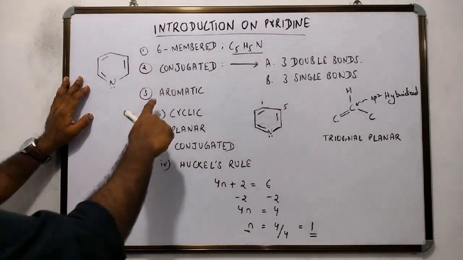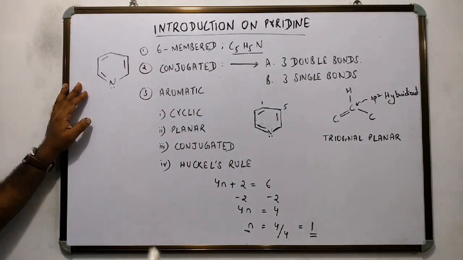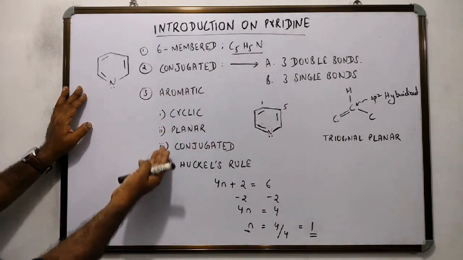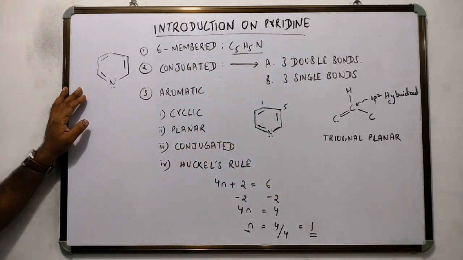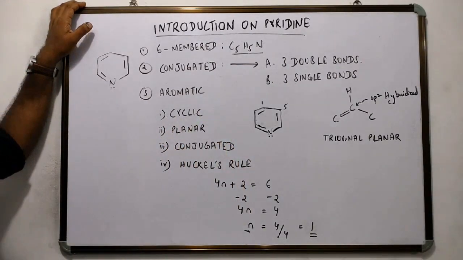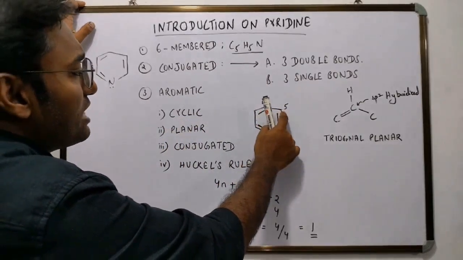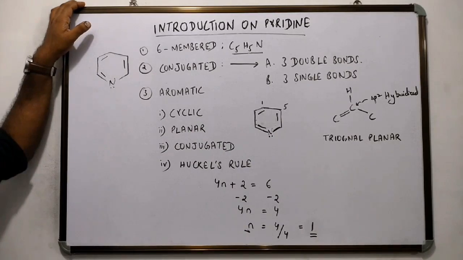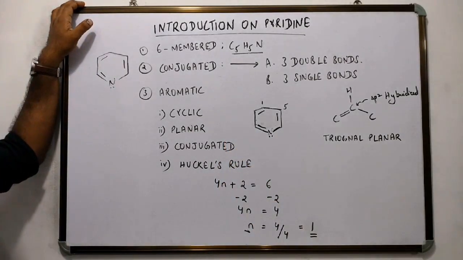Point number 3, pyridine is an aromatic compound. The reason pyridine is aromatic is because it fulfills the 4 conditions of aromaticity. Condition number 1, the molecule should be cyclic. In pyridine, the first carbon atom is attached to the 5th carbon atom. That means pyridine is a cyclic molecule.